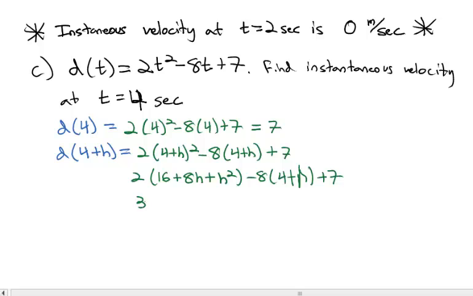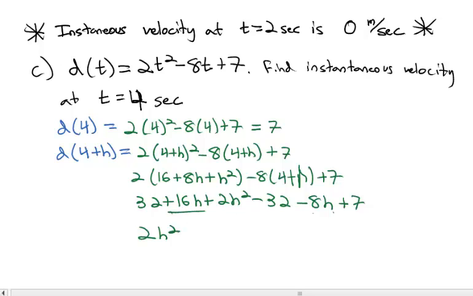Distribute the 2 through, we have 32 plus 16h plus 2h squared minus 32 minus 8h plus 7. Combine like terms, there's the 2h squared, 16h minus 8h is plus 8h. 32 minus 32 plus 7 is plus 7.